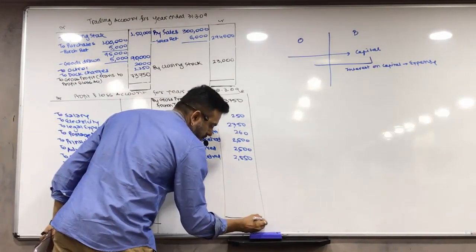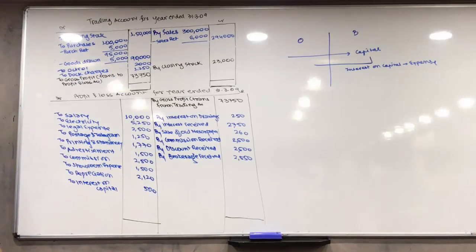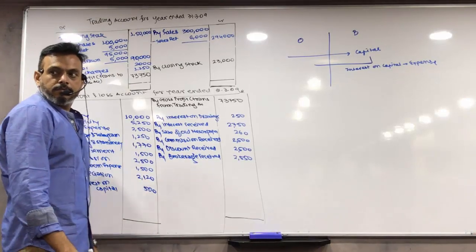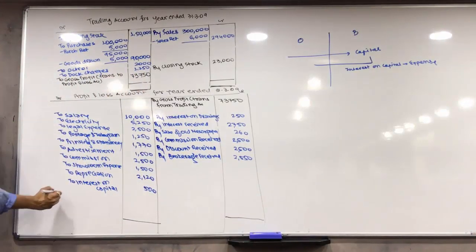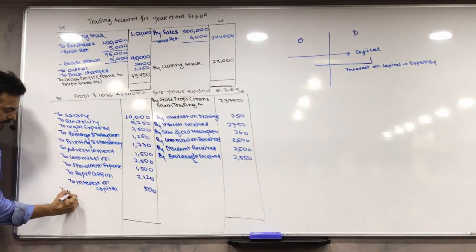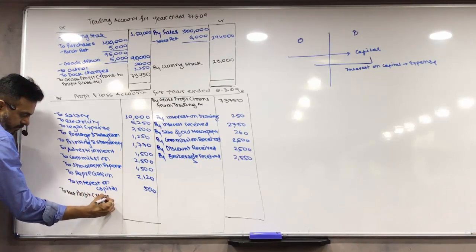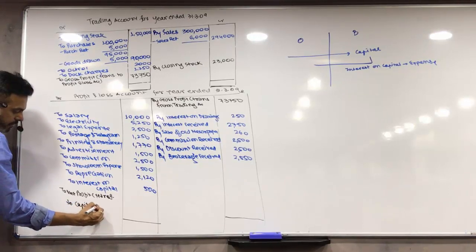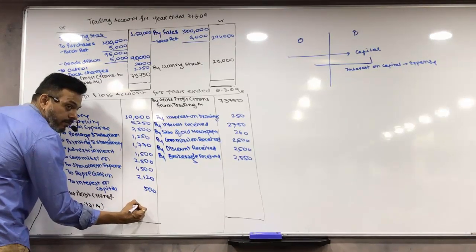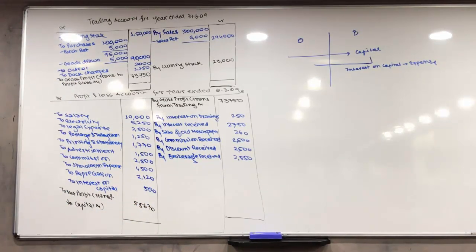Close it. What? Credit side is more. To net profit. Transfer to capital account. How much? 55,670. 55,670.